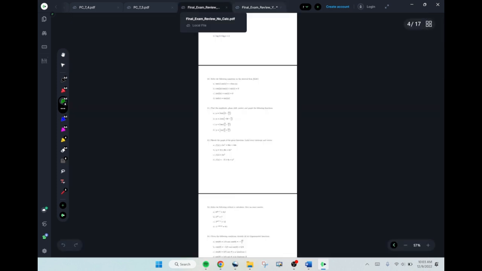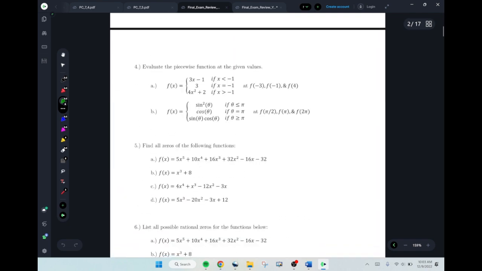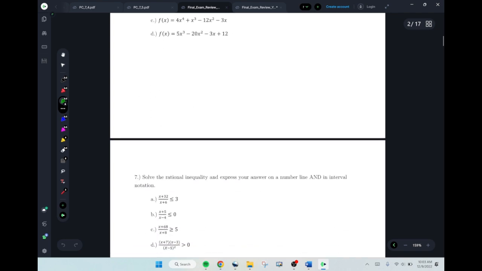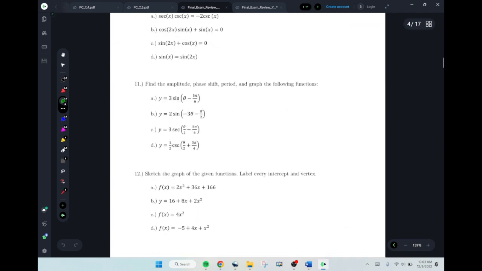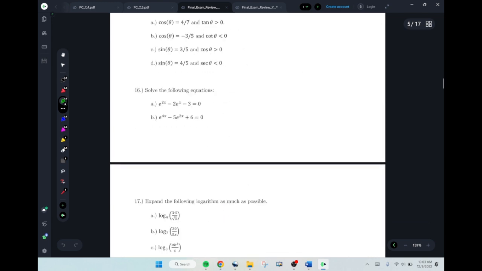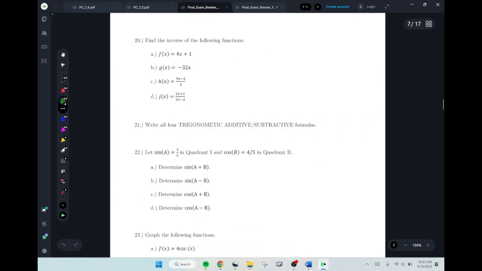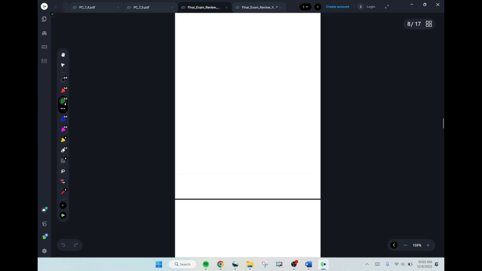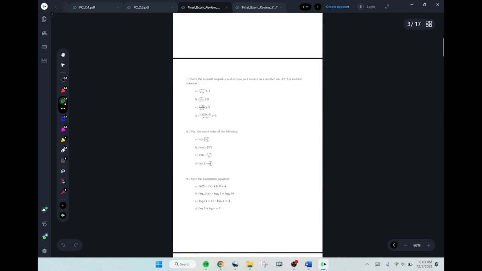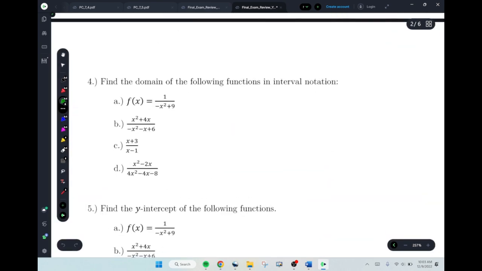Oh, okay. Let's see. Determine without, find all solutions. Average rate of change. Yes. Well, I don't see a domain and range, though you could technically find the domain and range for any problem. Oh, there's one. Find the domain for the following functions. An interval. That's good to know. There's three different ways you can write the domain, but this one's asking for an interval.